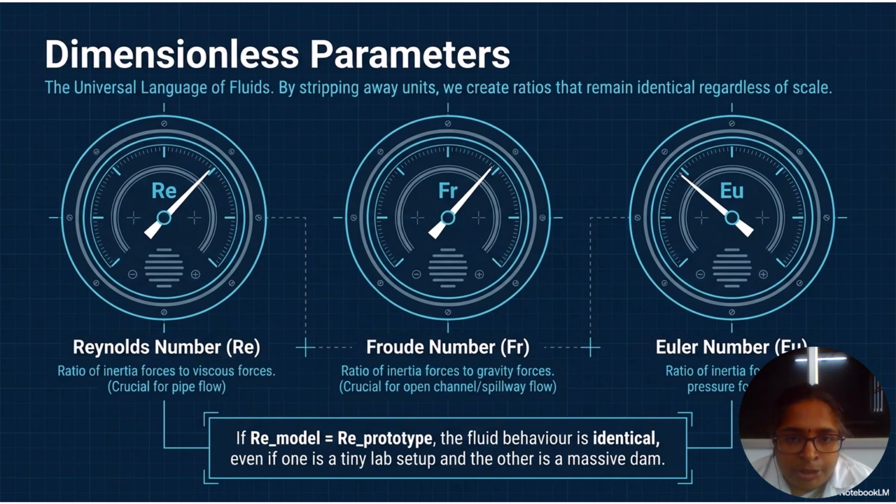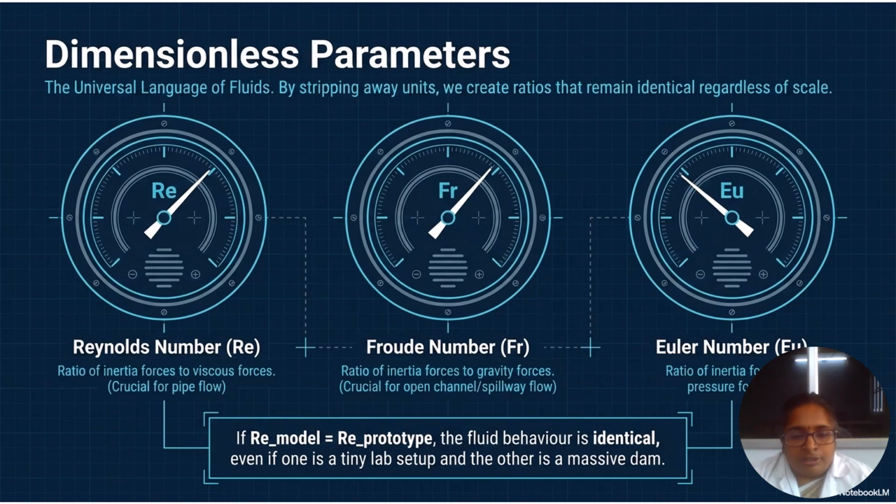Froude number is denoted by the symbol Fr. It is the ratio of inertial forces to the gravity forces, and it is crucial for open channel flow or spillway flow. And Euler's number is the ratio of inertia force to the pressure force, which is denoted by the symbol Eu. If the Reynolds number of the model is equal to the Reynolds number of the prototype, the fluid behavior is identical, even if one is a tiny lab setup and the other is a massive dam.